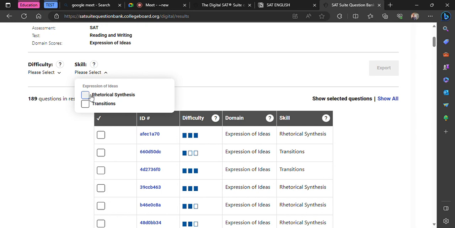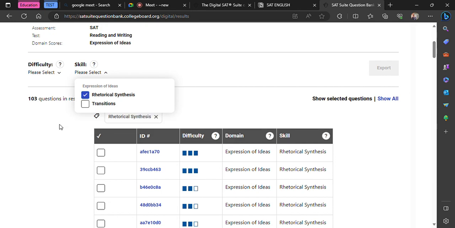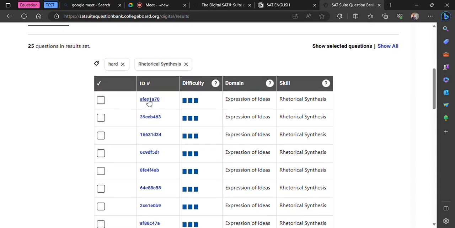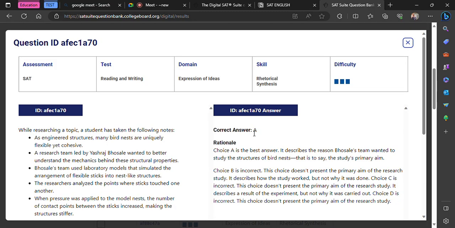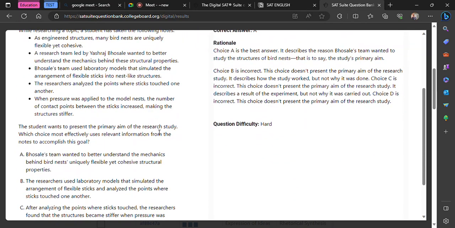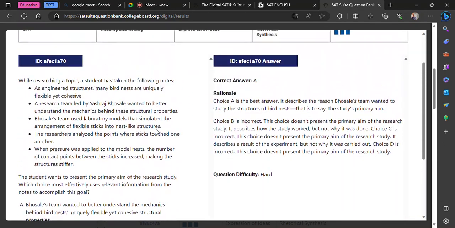For right now, we are going to look at the rhetorical synthesis questions, and let's see one of the hardest examples provided to us. So here is this question, and I'm going to copy it right now. Let me just copy it.